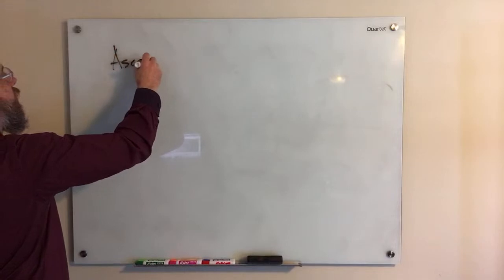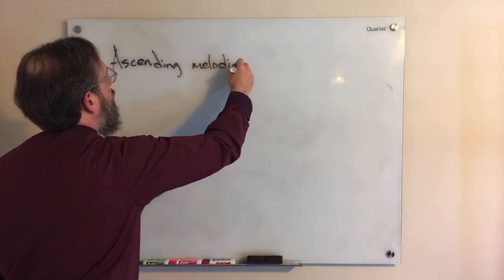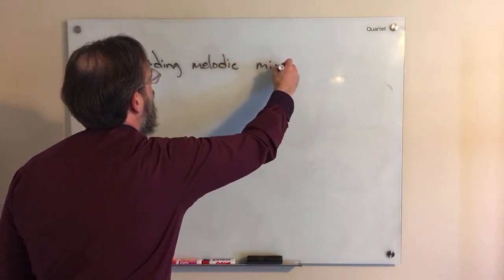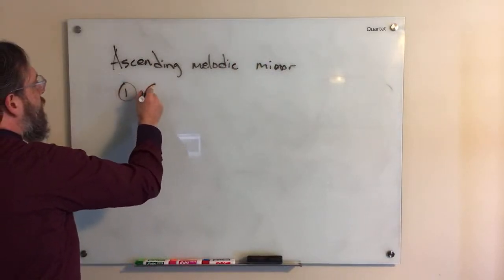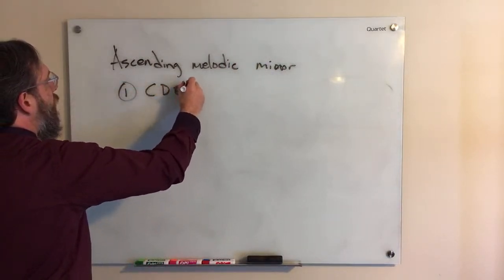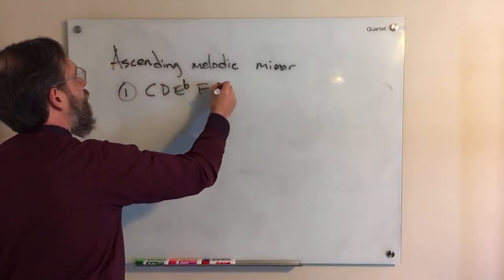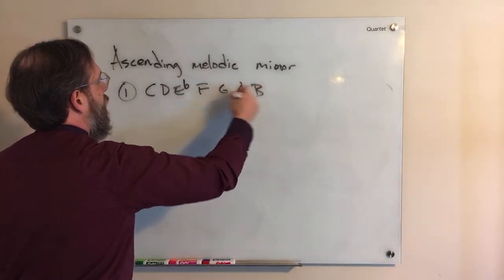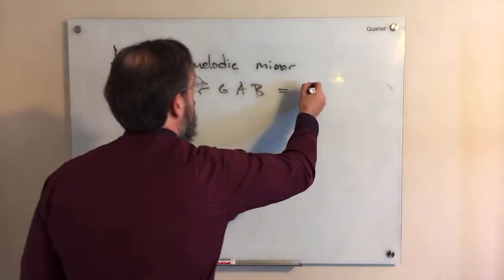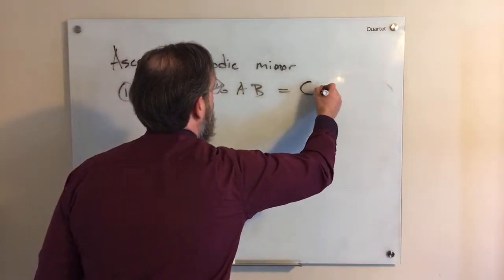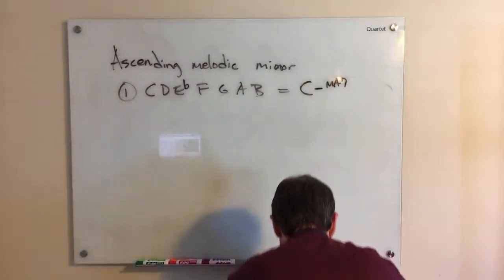Ascending melodic minor, specifically for improv. So if we take C, D, E flat, F, G, A natural, B. What chord would this best fit? It's going to be a C minor major 7, which is not a very common sonority, but sometimes you find it.